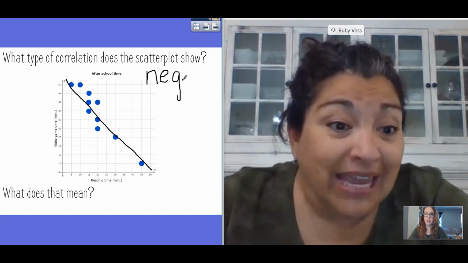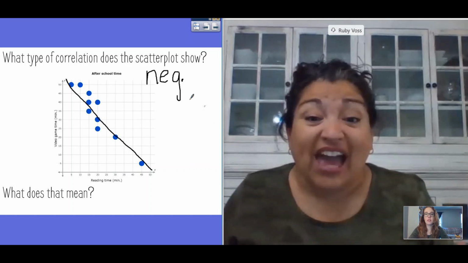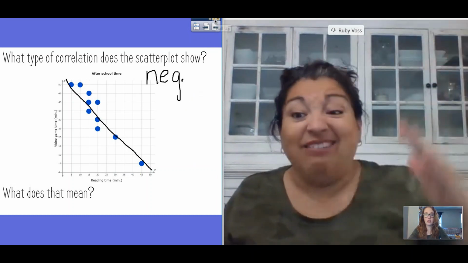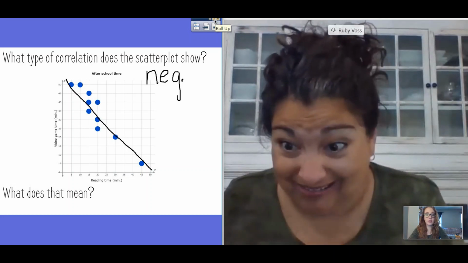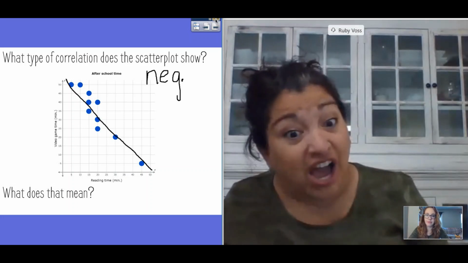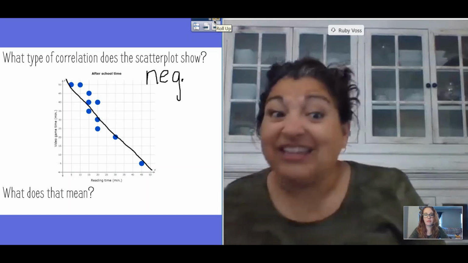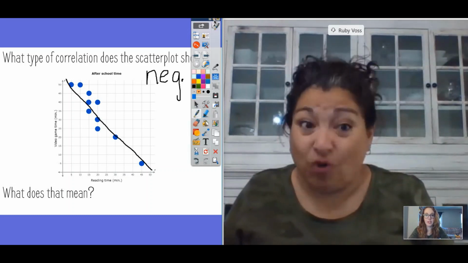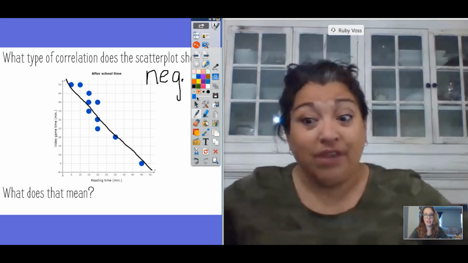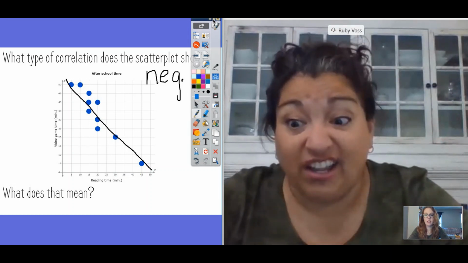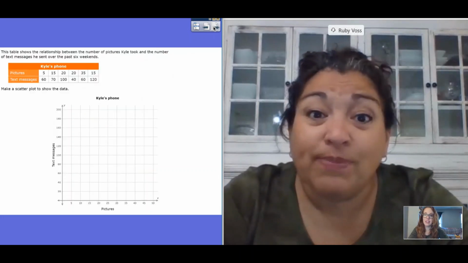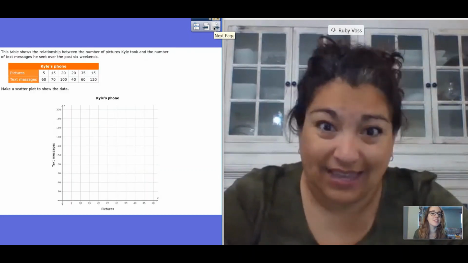And what does that mean? It means that the more time you spend playing video games, the less time you spend reading. And the more time you spend reading, the less time you spend playing video games. So that's a negative correlation. When one goes up, the other goes down. Very interesting. Should we go to the next example? Let's do the next one.